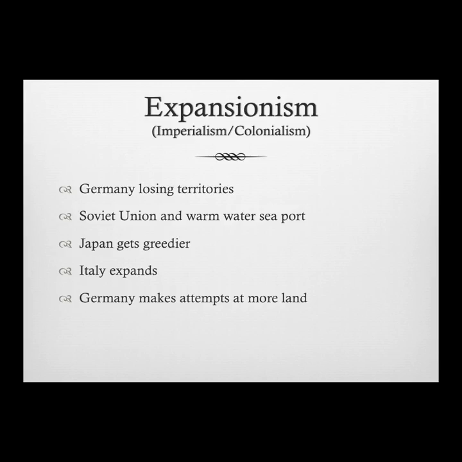Expansionism. Expansionism is one of the main causes of World War II. Germany lost land in the Treaty of Versailles and wanted it back, so they did their best to obtain their land back. The Soviet Union was still looking for a warm water seaport because they did not get one in the Treaty of Versailles like they were hoping to. Japan also got greedy after the treaty because they did not receive a lot of land after World War I, even though they fought in it, like the U.S. and France and Great Britain did. Italy, just like Japan, was looking to expand its territories also as they pushed into Greece and parts of eastern Africa.